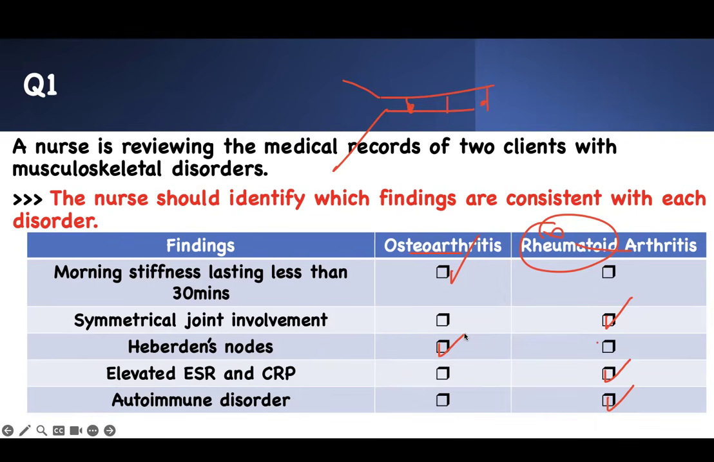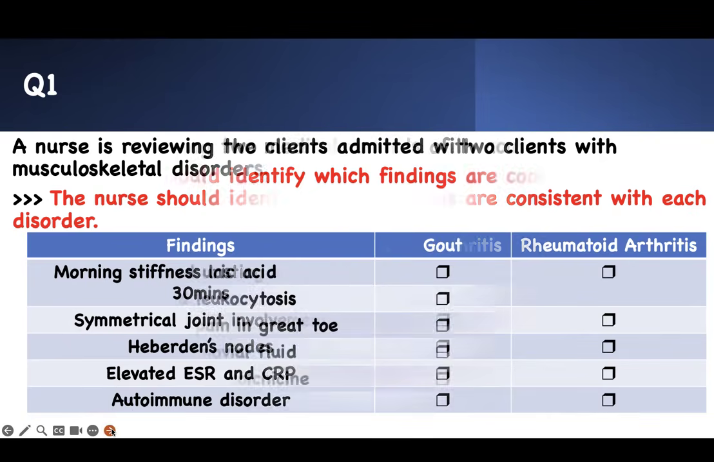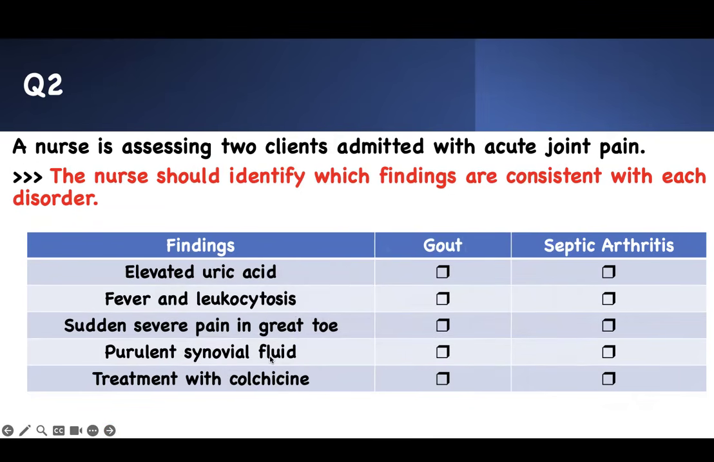Write the concept down. When you see your question, remember these 2 conditions. I've given you 2 concepts. Everything you need to know most of the time associated with osteoarthritis. NSAID is good for osteoarthritis. Next question. And this should identify which findings are consistent with each disorder.